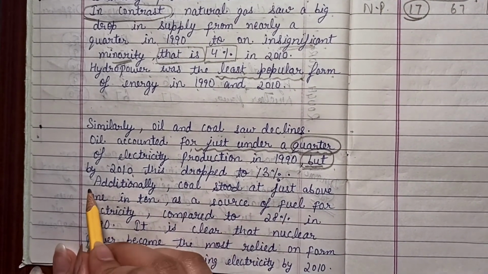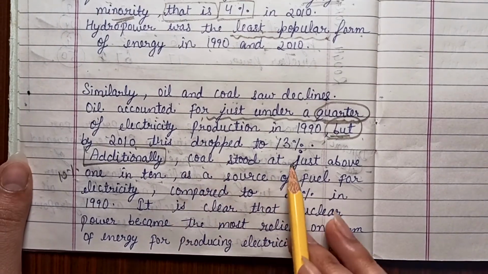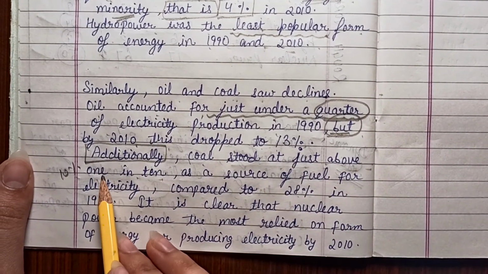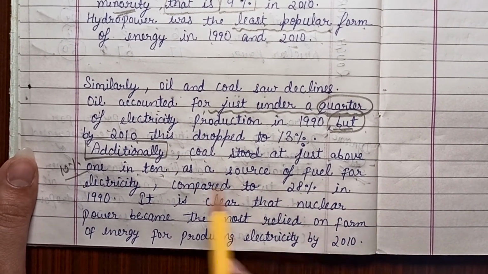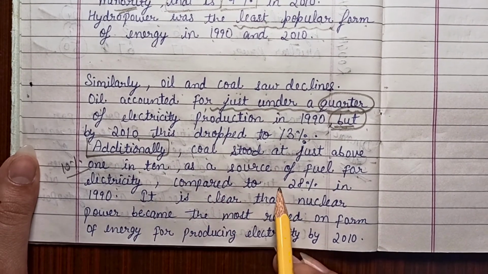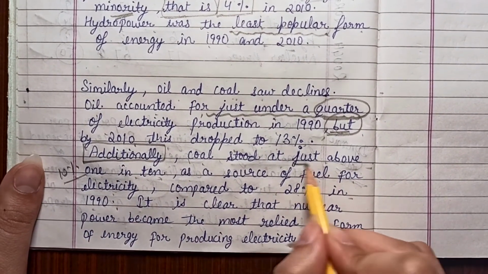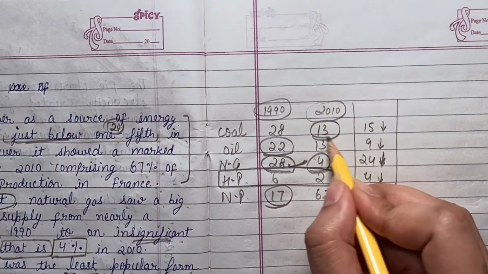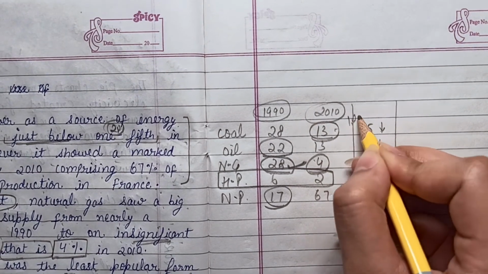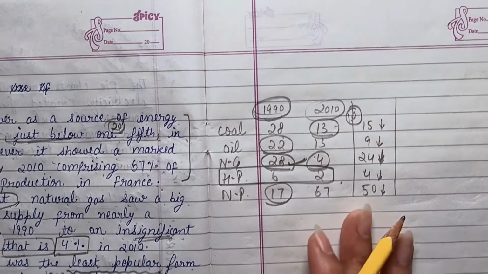Additionally, this is the connector to add another line. Coal stood at just above 1 in 10, that is 10%, as a source of fuel for electricity, compared to 28% in 1990. I have written just above 1 in 10. So you can see here 13%, just above 1 in 10, that is 10%. So it was 28% in the previous year.